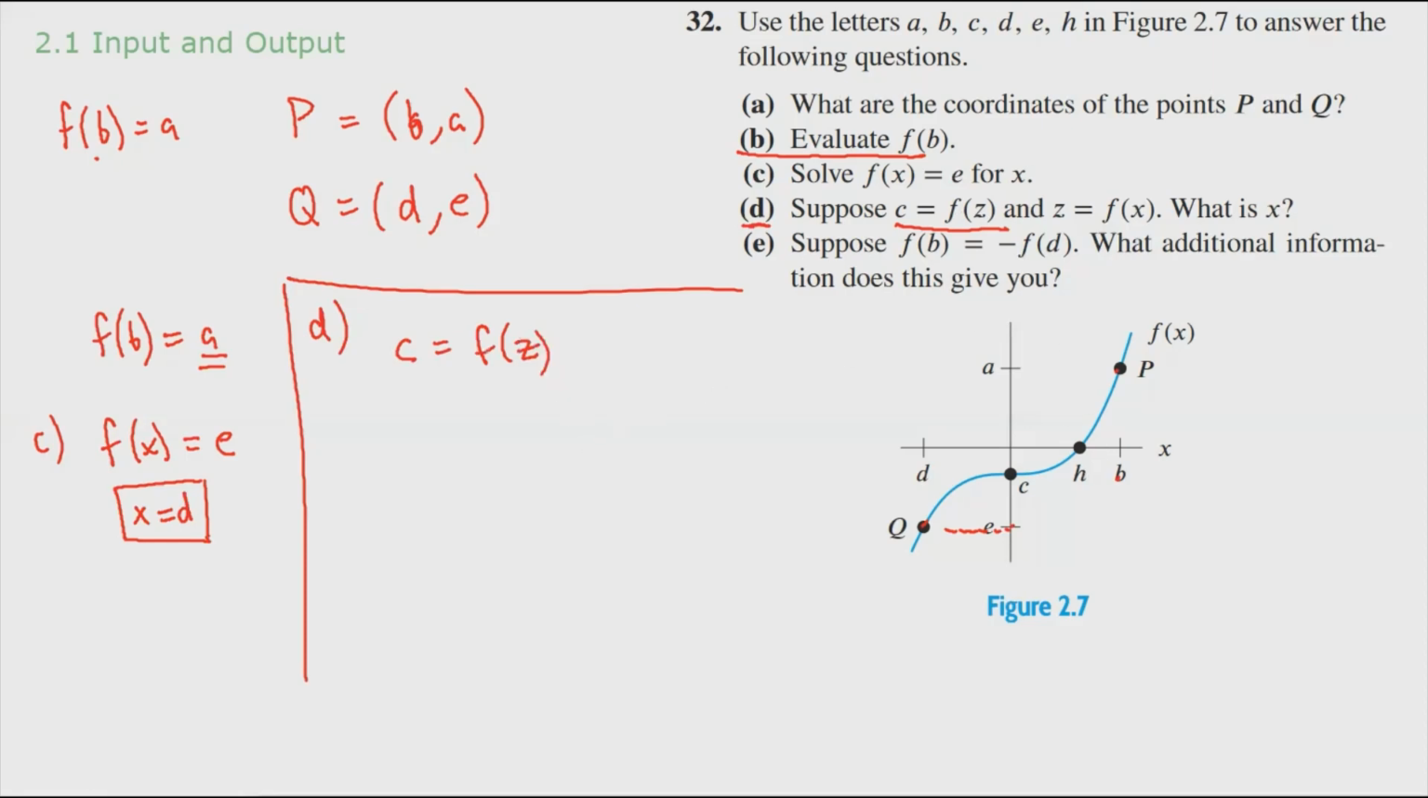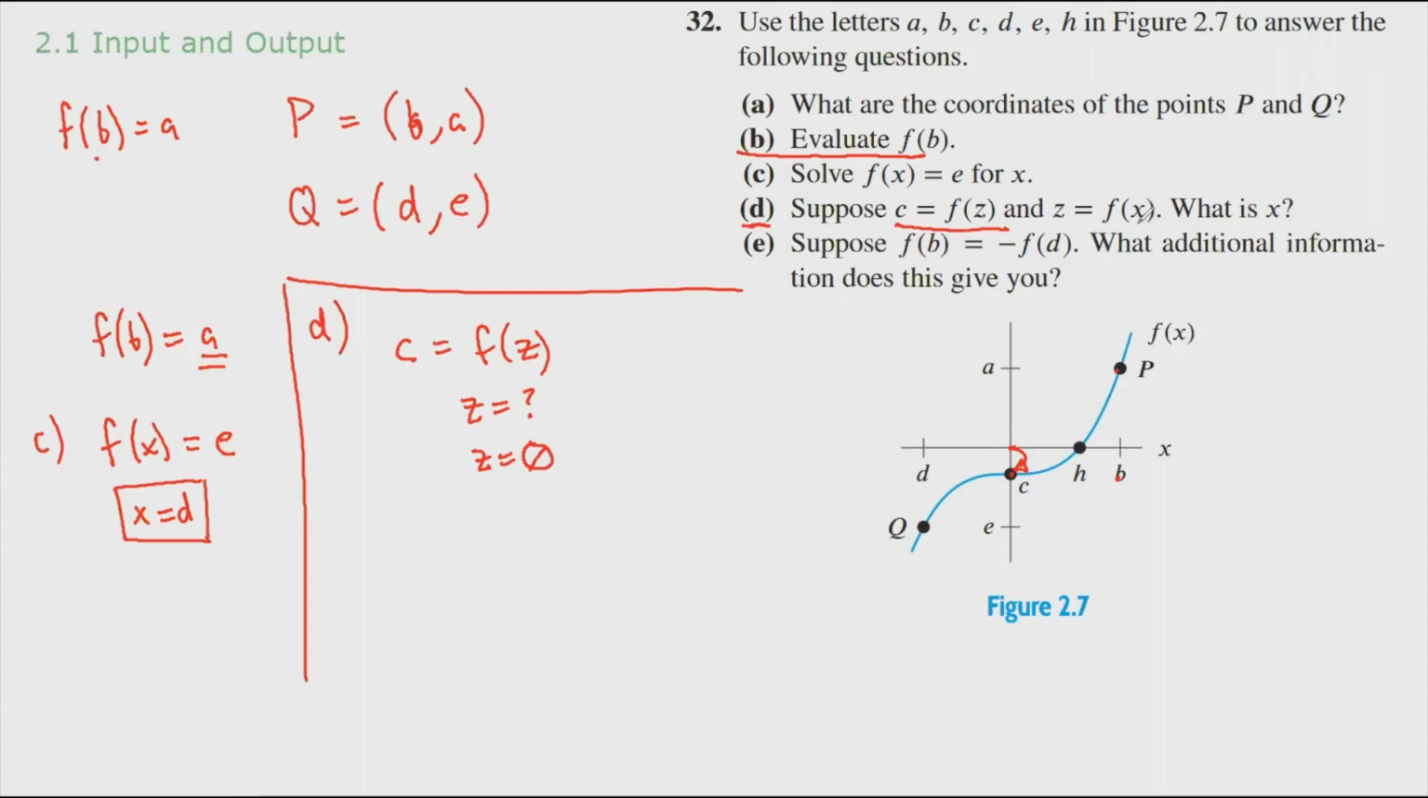Well, we can look on our picture and we can see that C is a Y value or an output, and the input there is what? What does Z have to be here? Well, I need some input to give me an output. It looks like Z is equal to 0.